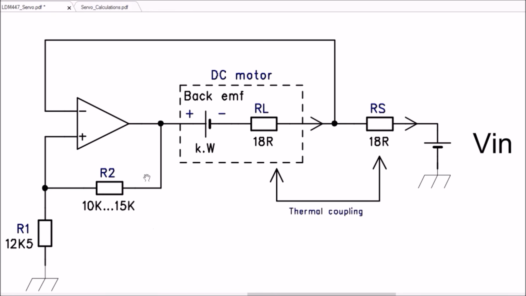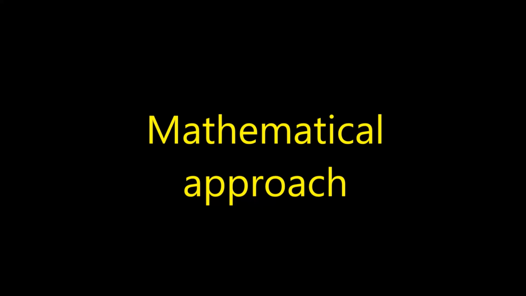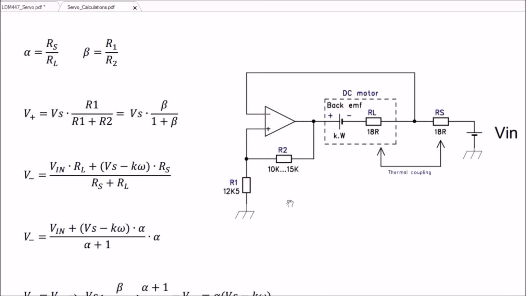Of course, the positive feedback should have lower effect than the global negative feedback here. So this is why this resistor is adjustable. Let's do the calculation of that circuit. In order to reduce the number of variables, I have defined these two ratios, Rs over Rl and R1 over R2. This permits to have only two parameters instead of four.